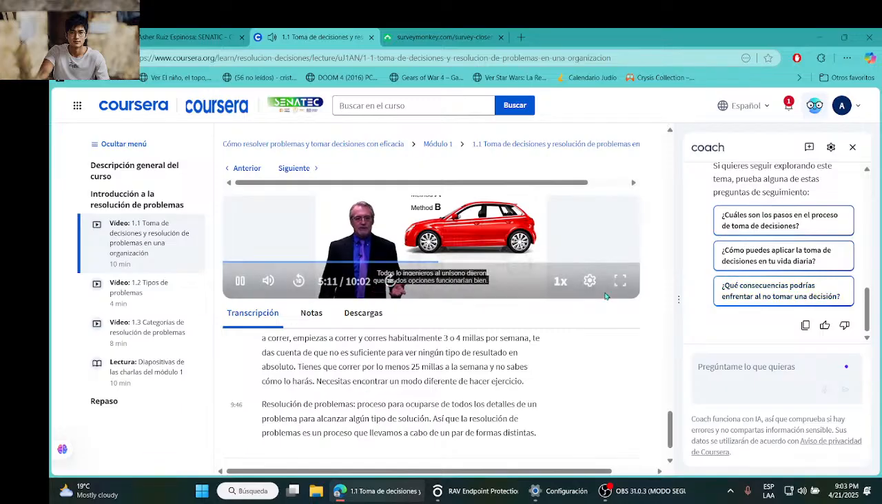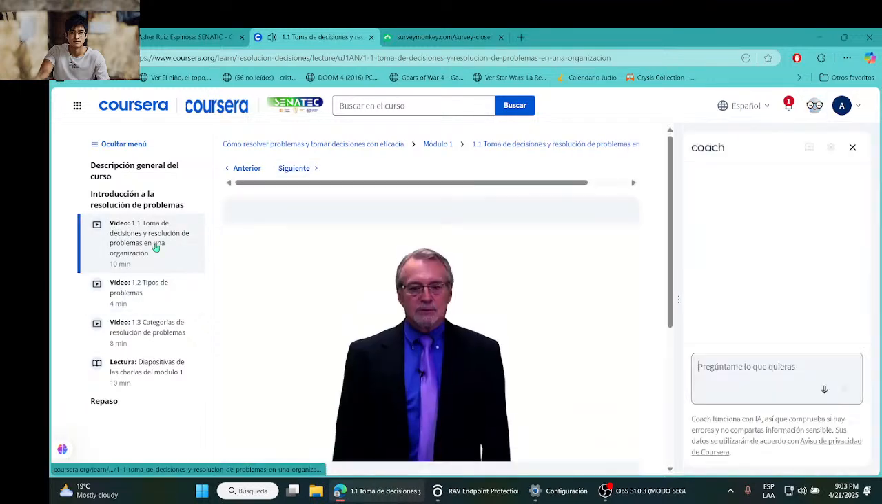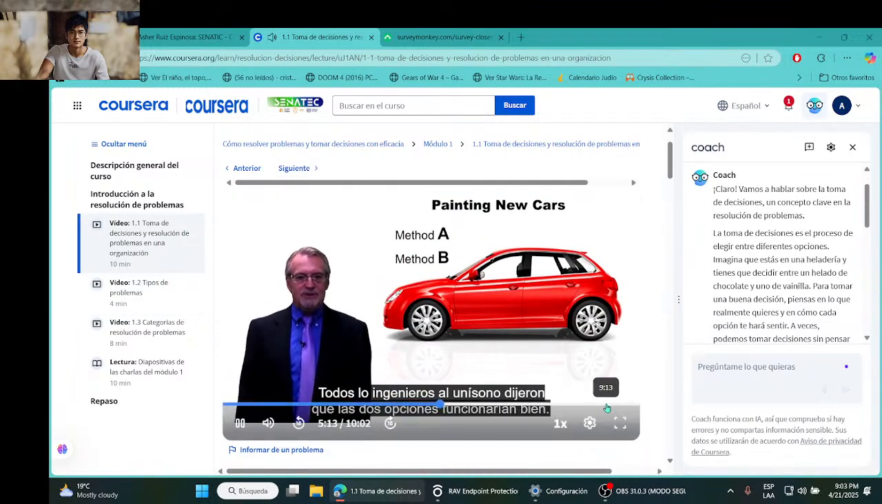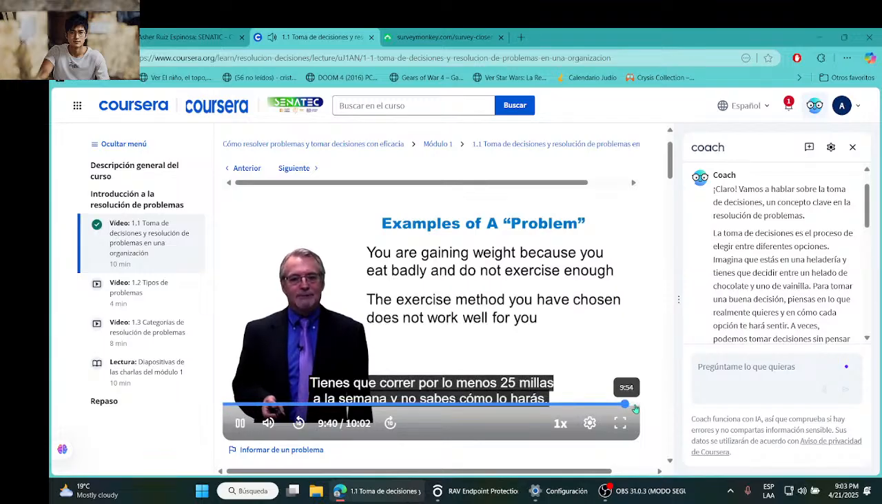Please tell me which method of painting these cars will not work. And all of the engineers in unison said, well, both ways work just fine. He said, choice. Well, both ways work just badly, and you don't exercise enough to run at least 25 different ways.